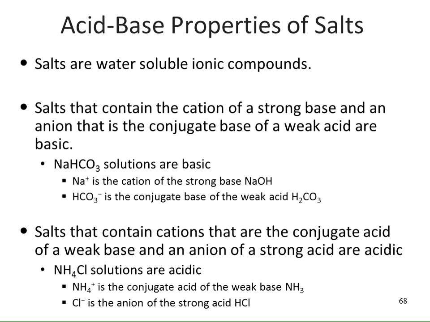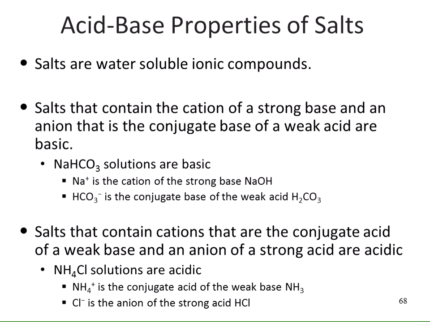Now, salts that contain cations that are the conjugate acid of a weak base and the anion of a strong acid are acidic. So what does that mean? If I were to make a solution of ammonium chloride and measure the pH, I'd find that it was acidic. This is because the NH4+ is the conjugate acid of the weak base NH3. If you've got the weak base in there, it will form the NH4+, which is an acid.